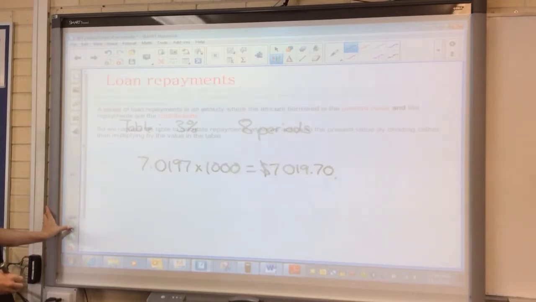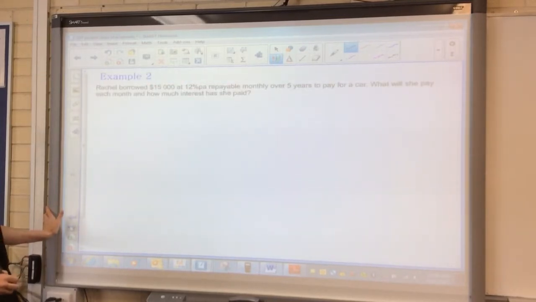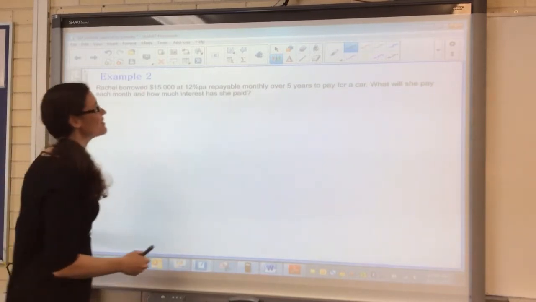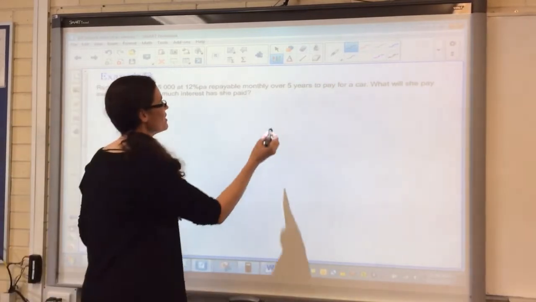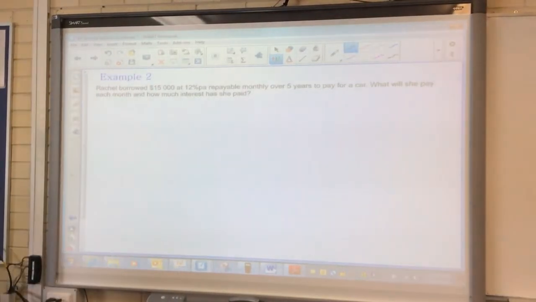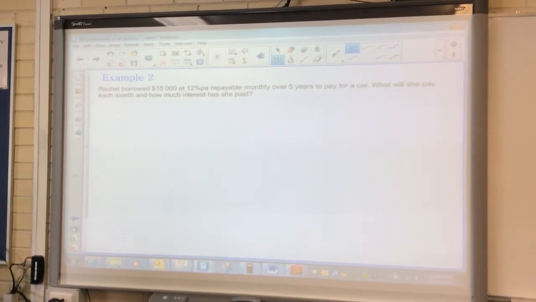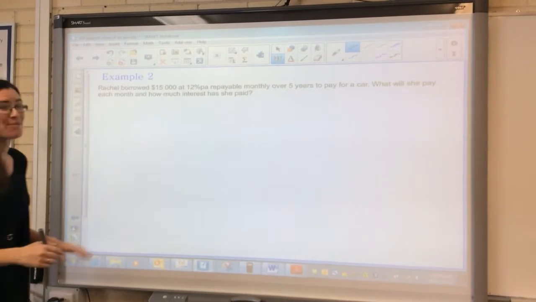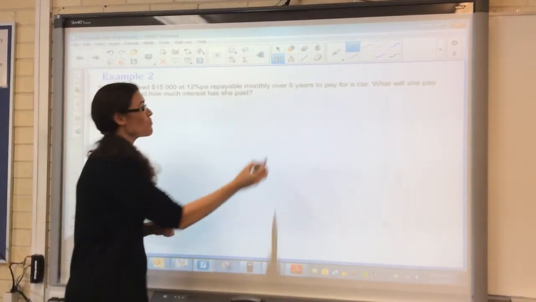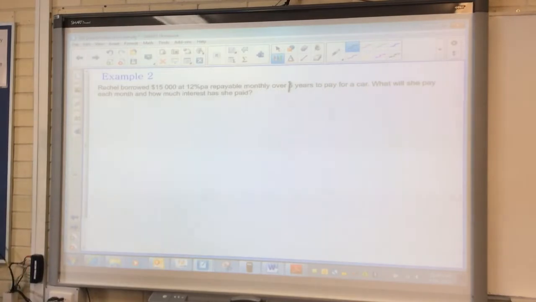Okay, so I have to change the question. Better edit this out. It's just that it doesn't work over 5 years. Why does it not work over 5 years? Because the table only goes up to 12. The table's not big enough to go to that many payments. We're just going to change the 5 years to 1 year. One year? That's even easier. We can cope with that. It's probably one period.